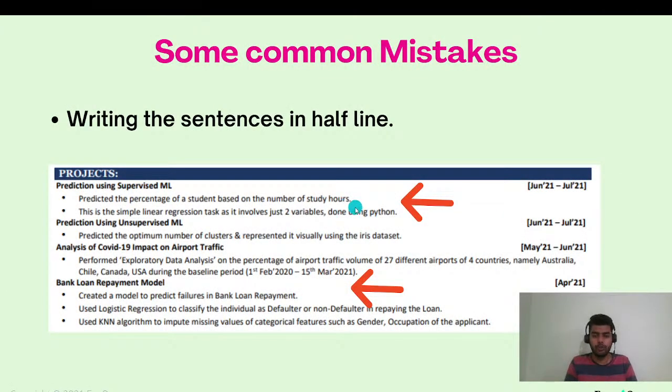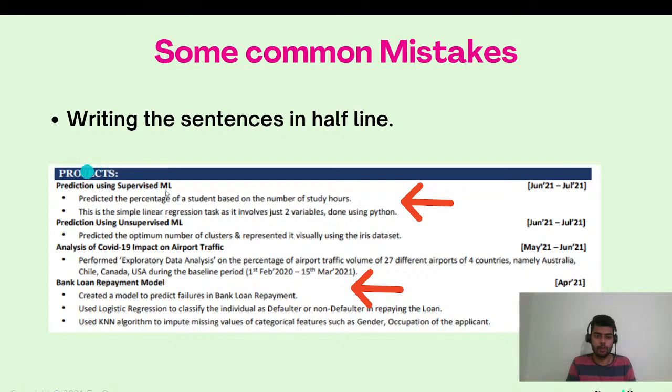Also, don't use a full stop. These are not grammatically correct sentences; these are statements, starting with the action keyword. But first of all, don't write in half lines. Try to mix two half-line sentences to make a complete line sentence. And obviously, use a font size of 11 and a header size of 12.